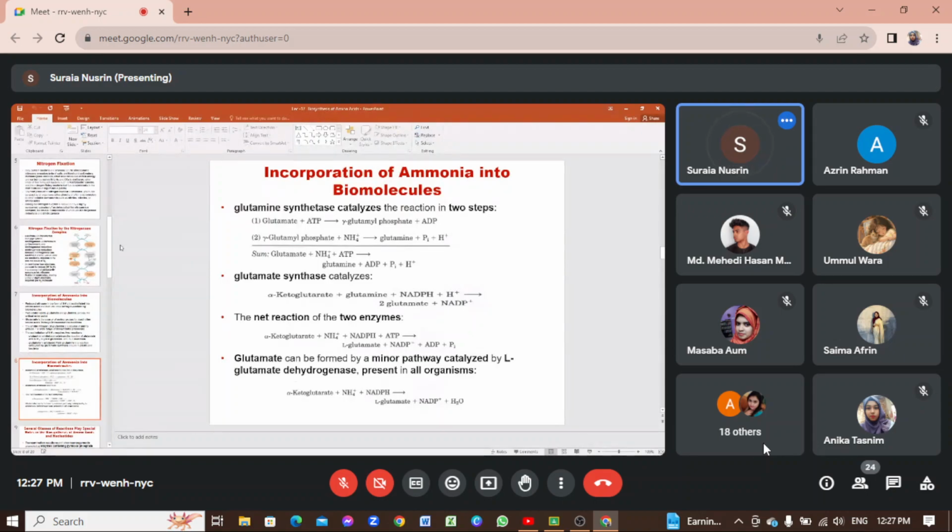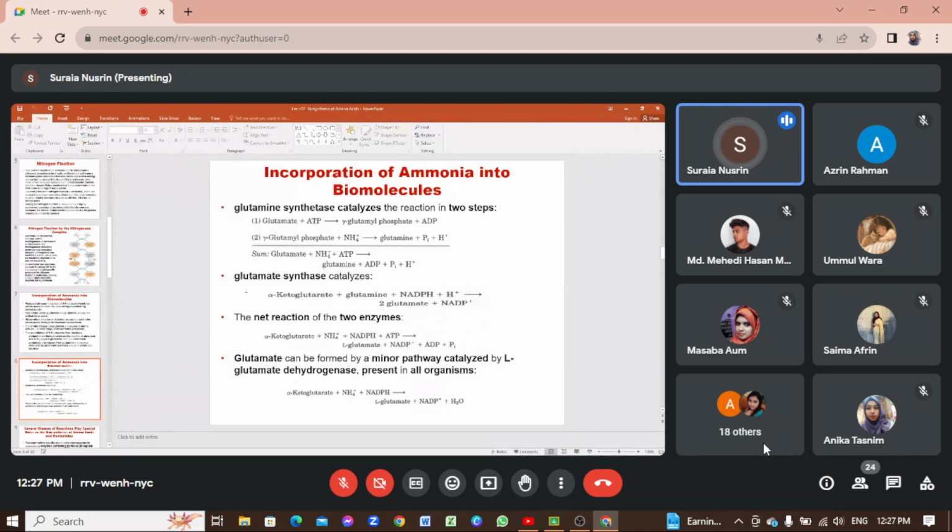So here, at first, glutamate interacts with ATP. Actually, ATP provides the phosphoryl group to the glutamate, and we get gamma glutamyl phosphate and ADP. And in the next step, the gamma glutamyl phosphate interacts with the amino group. So actually, the phosphate group is replaced with the amino group, and we get glutamine. So if you add these two reactions, you will get this single step reaction.